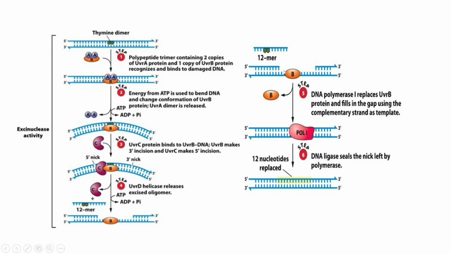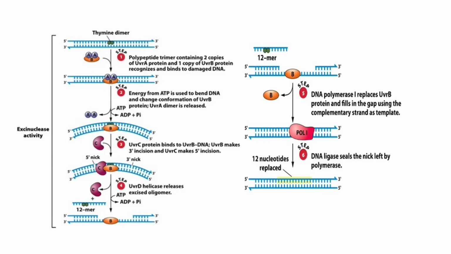This leads to the formation of a gap here, and at this gap the 3' OH end will bind the DNA polymerase 1. It will synthesize and fill this gap by reading the complementary nucleotides on the template DNA, on the intact strand, and as a result, it will fill this gap. Finally, a DNA ligase is recruited which will seal the NEC, and in this manner, the pyrimidine dimer damage which was formed here has been repaired.